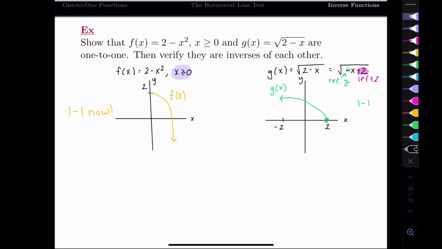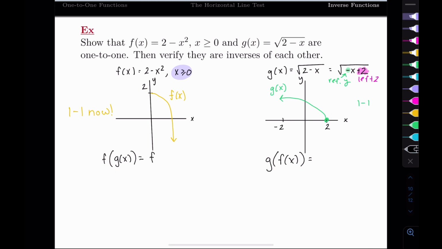So now that they are 1-to-1, we want to go ahead and verify that they are inverses. So I need to take f, and I need to evaluate it at g of x. And then I need to do the same thing the other way. I need to take g, and I need to plug in f of x. So we're doing that composition of these 2 functions.